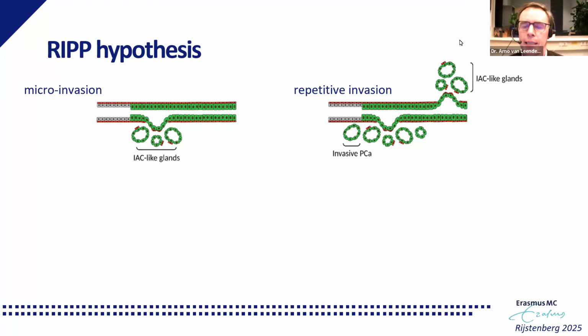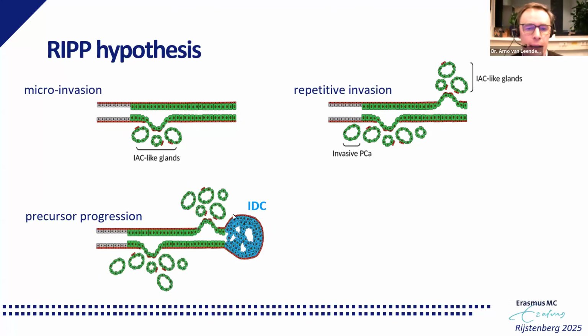But what could happen next? High-grade PIN cells may further accumulate genomic alterations, for instance PTEN loss. And what would happen then? It would go and proliferate and form cribriform IDC lesions.